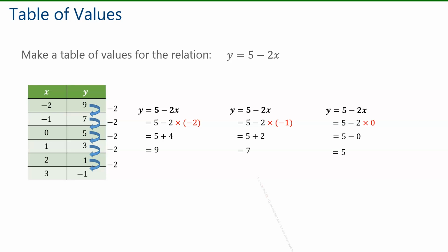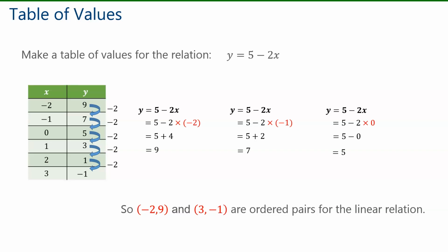So in this example, two different ordered pairs would be negative 2 and 9, or 3 and negative 1.